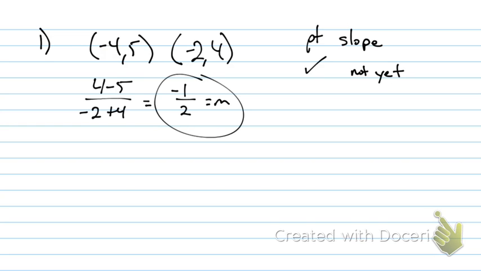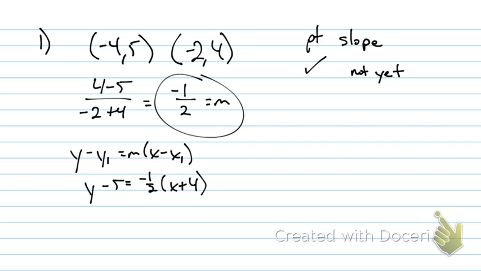Does anybody know which point we need to use in the equation? Which one of these? Yeah, the answer is, it doesn't matter. You'll get the same answer. And I'm about to prove that to you. So if I use the first point, I get y minus y1 equals m x minus x1. I mixed up my x's and y's. And if I used the second point, I'd get y minus y1 equals m x minus x1.